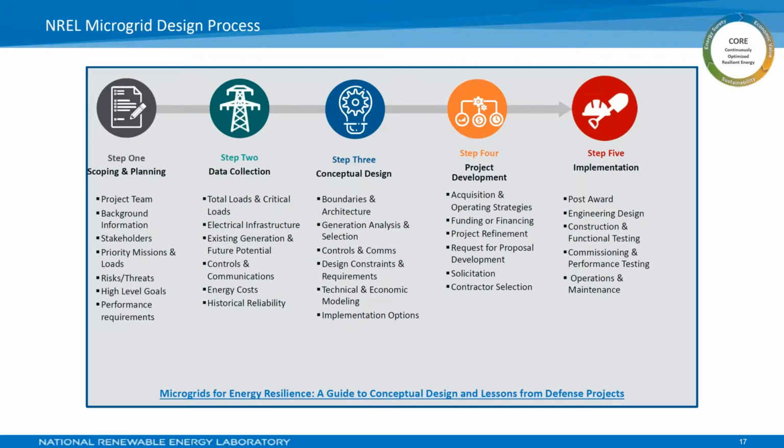This is the NREL microgrid design process that we're currently working through, and it's always being updated and revised based on new information. It's a 5-step process: high-level scoping and planning. Who do you need on your project team? What's some background information? What are your most important loads, like buildings and things like that? What are some of your risks? Are you in California, where wildfire and earthquakes are some of your highest risks? Or are you in the Gulf of Mexico, where hurricanes are your highest risk? Or in the mountains of Colorado or up in the Northeast, where winter storms might take out power?